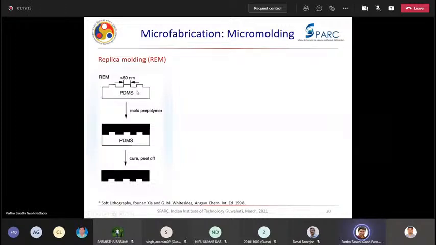So on this PDMS stamp, we can mold other pre-polymer. We can just pour it, cure it, and peel it off. This is called replica molding. Whatever pattern we have on this PDMS, the pattern we get is just a negative replica of it. Where there was protrusion, now there is a groove, a kind of channel, and where there is a groove, you get protrusion.